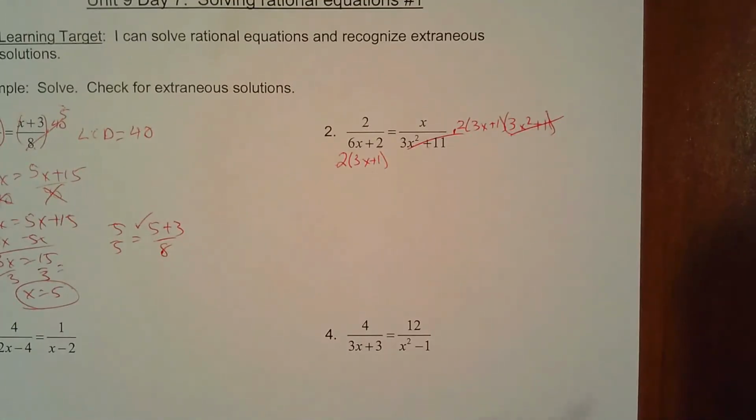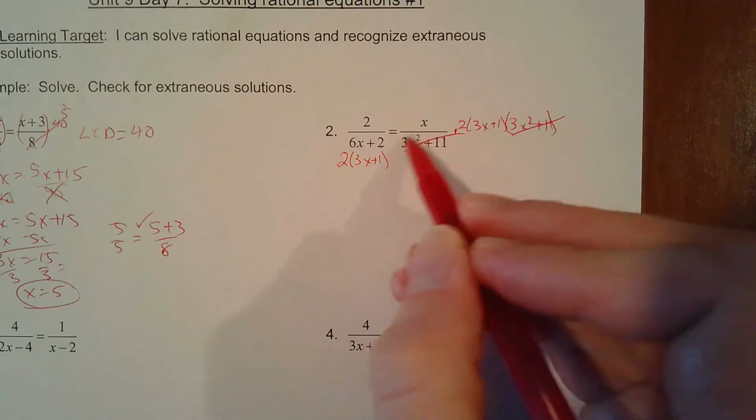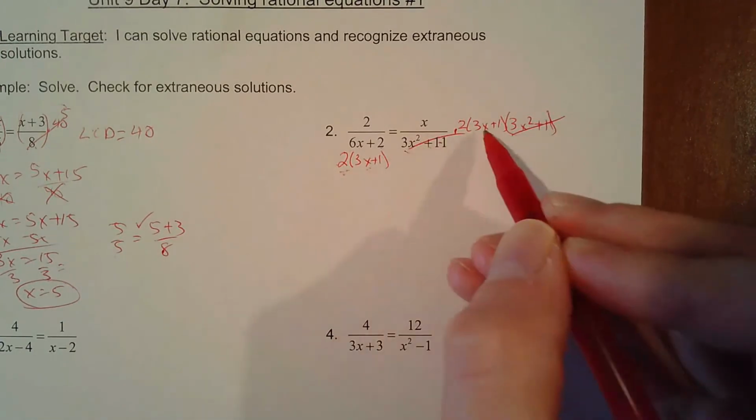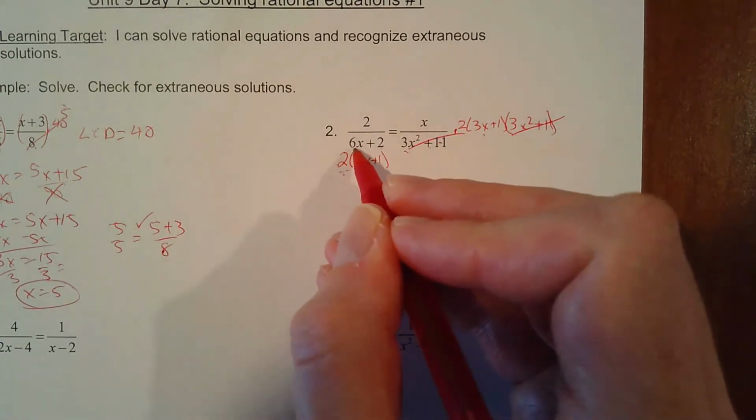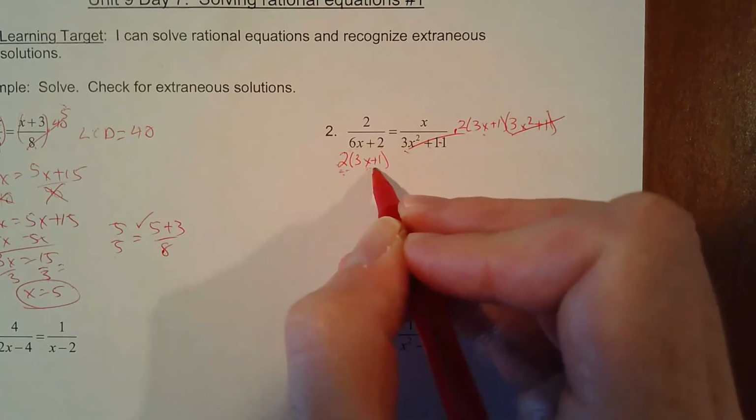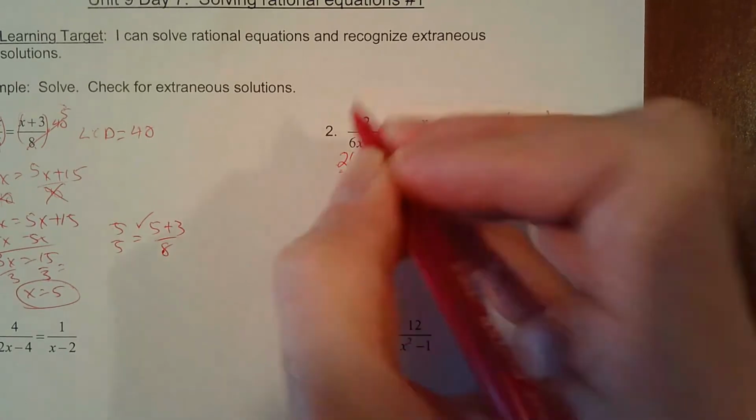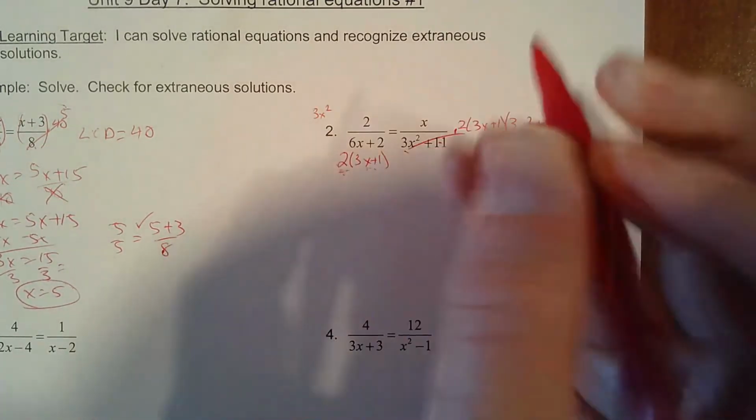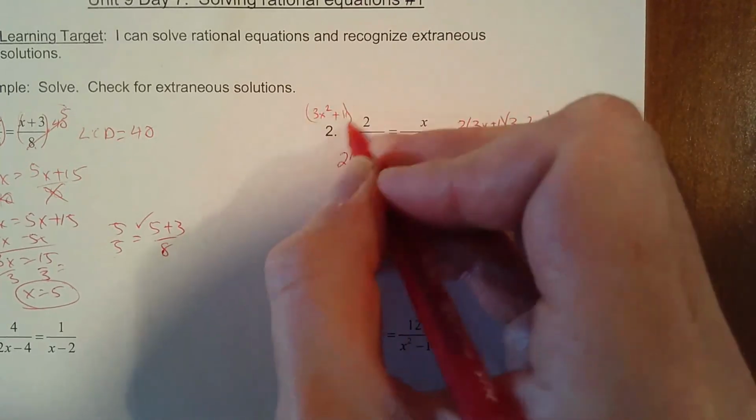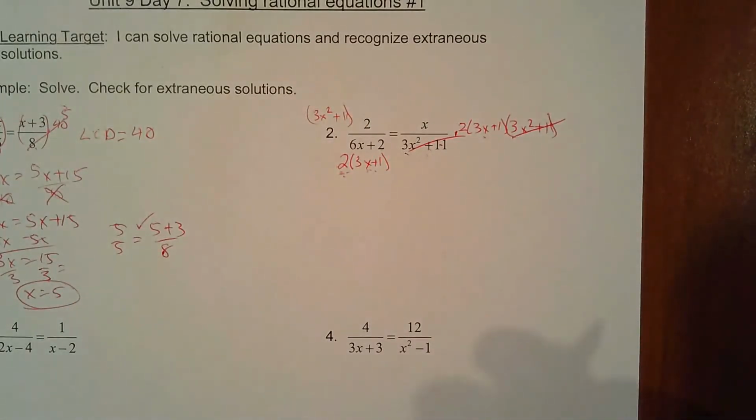So almost I just think of what it's missing. This time it had these, it was missing those two, so that's what I multiply by. Over here, this denominator had these two, it's missing that, so that's what I multiply by. So I'll multiply by 3x squared plus 11. Which again is setting cross products equal. We're doing the same thing as what we did in middle school.